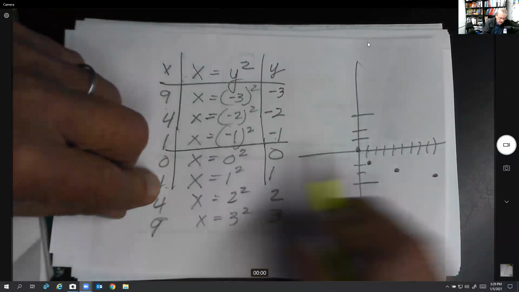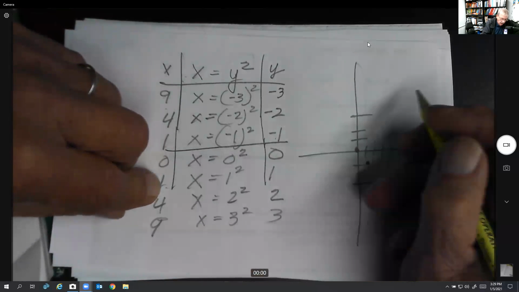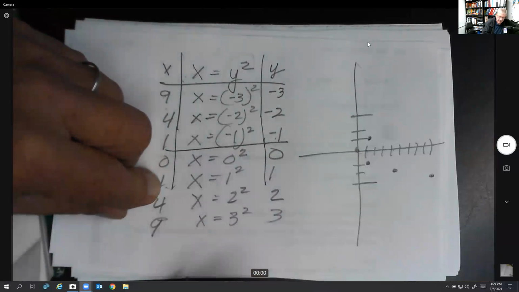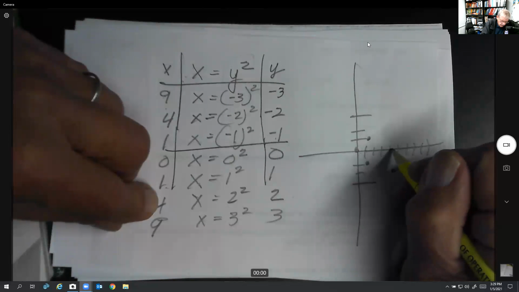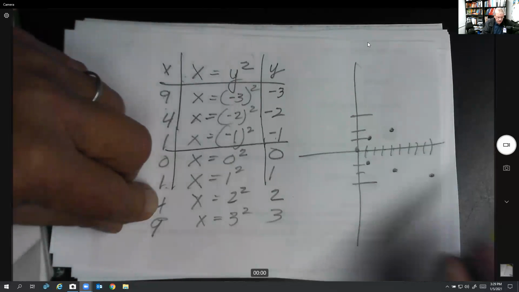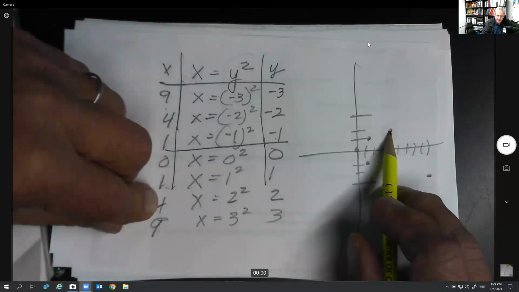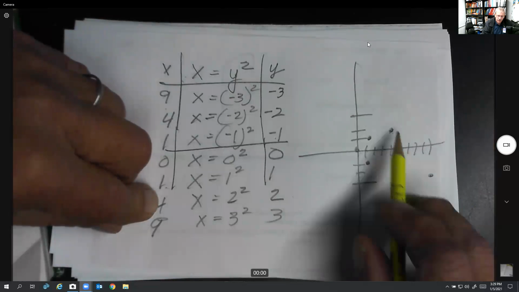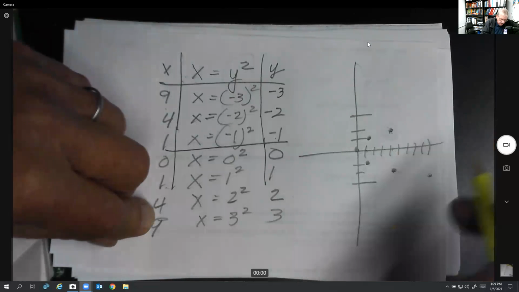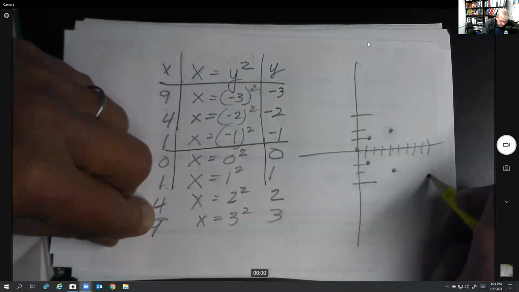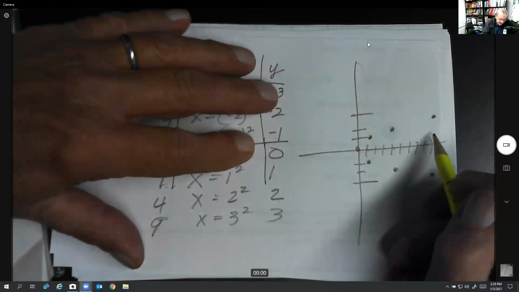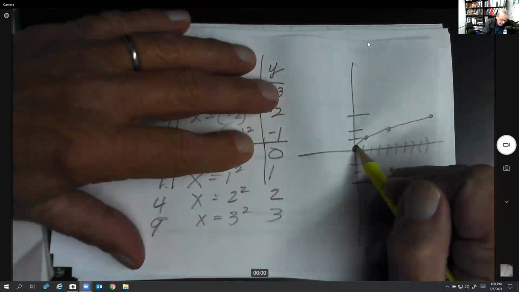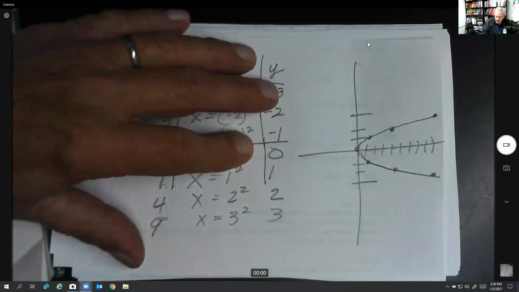But something strange happens here. When x is 1, y is 1. So this is kind of weird. When x is 4, y is 2. Well, usually when we're graphing, for x we only have one distinct answer, but here we have 2 points. So when x is 9, y is not only negative 3, it's positive 3. Now, if we connect the dots, we see it's a parabola, but it's been turned on its side. Rather than this way, it went this way.